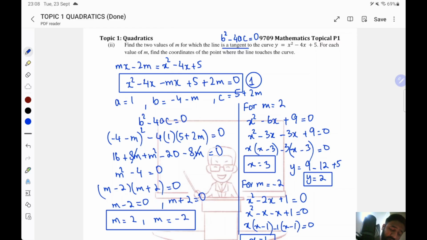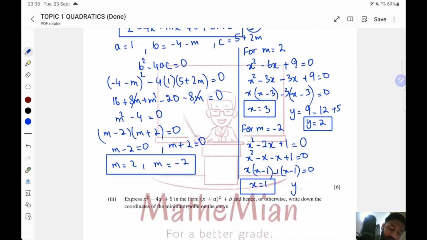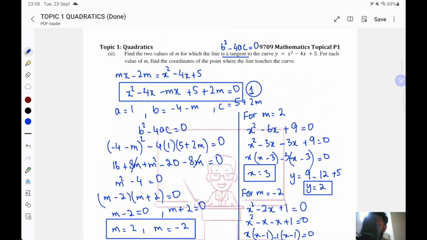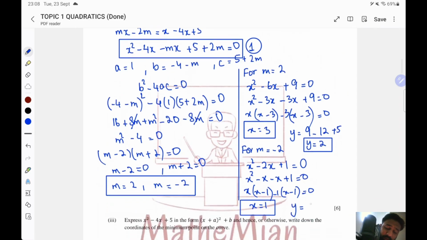Similarly, if I substitute the value of x as 1 in the curve equation again, it will be 1 minus 4 plus 5, which will be again 2. So if I write down the coordinates of the points, let me write the coordinates over here on the left side. One coordinate will be 3, 2, and the other coordinate is going to be 1, 2.